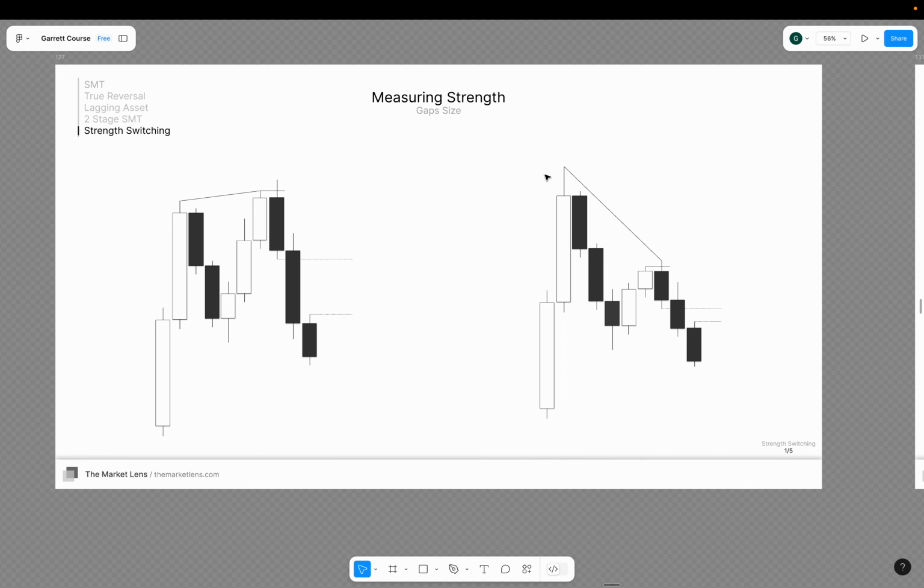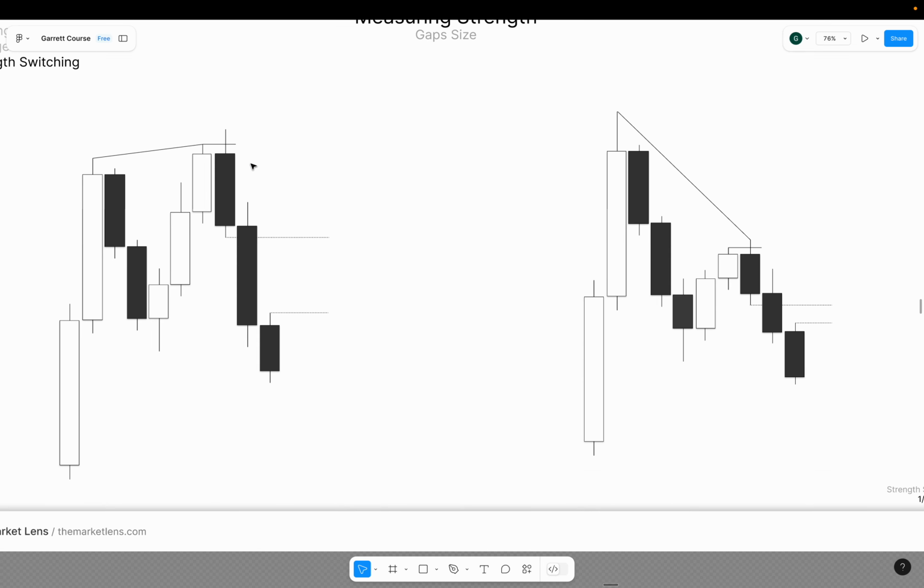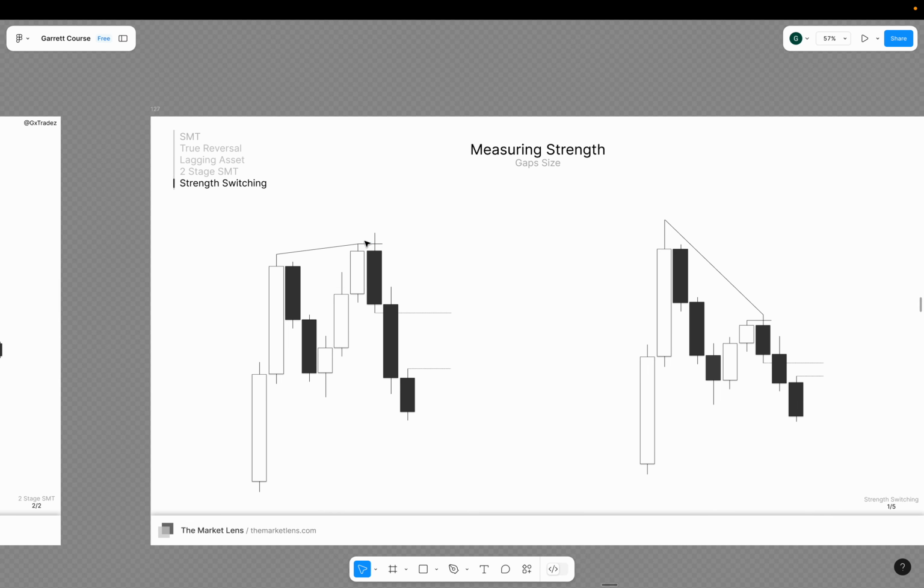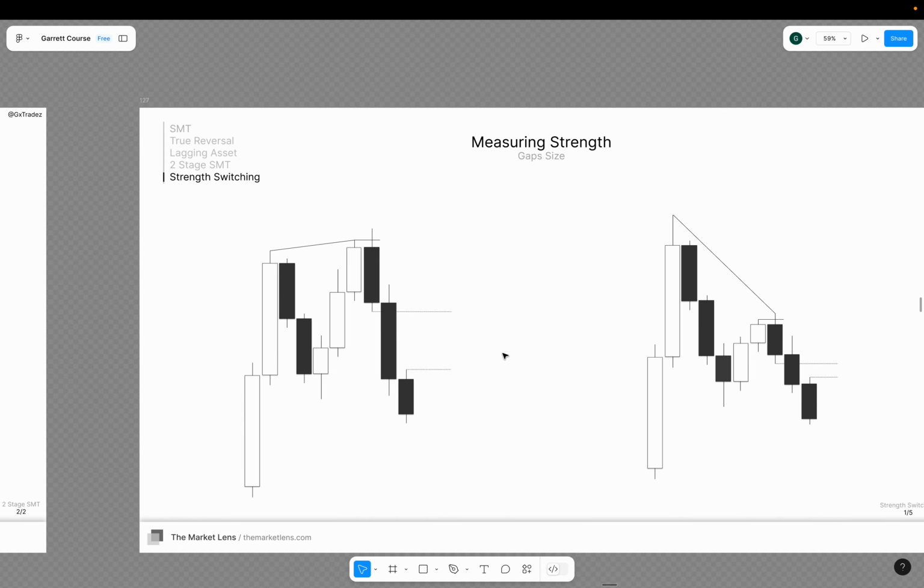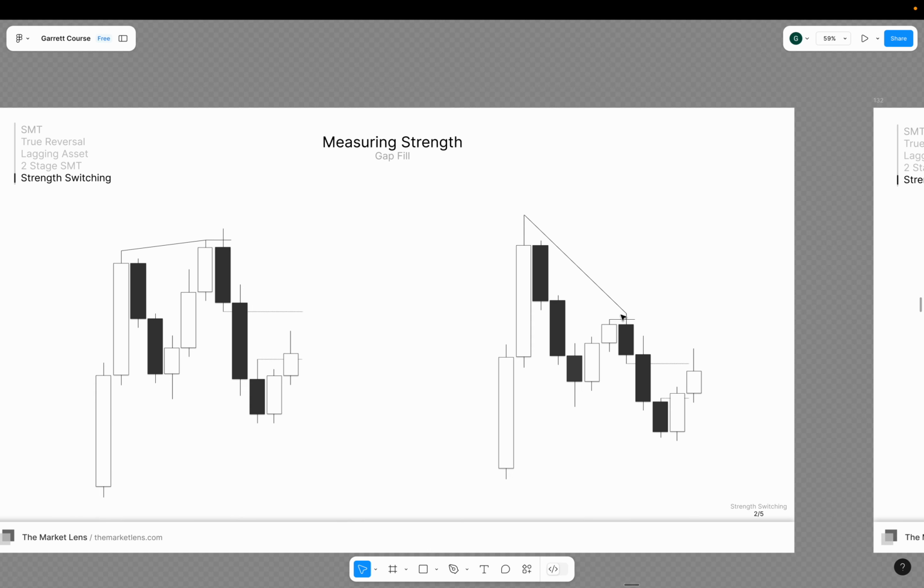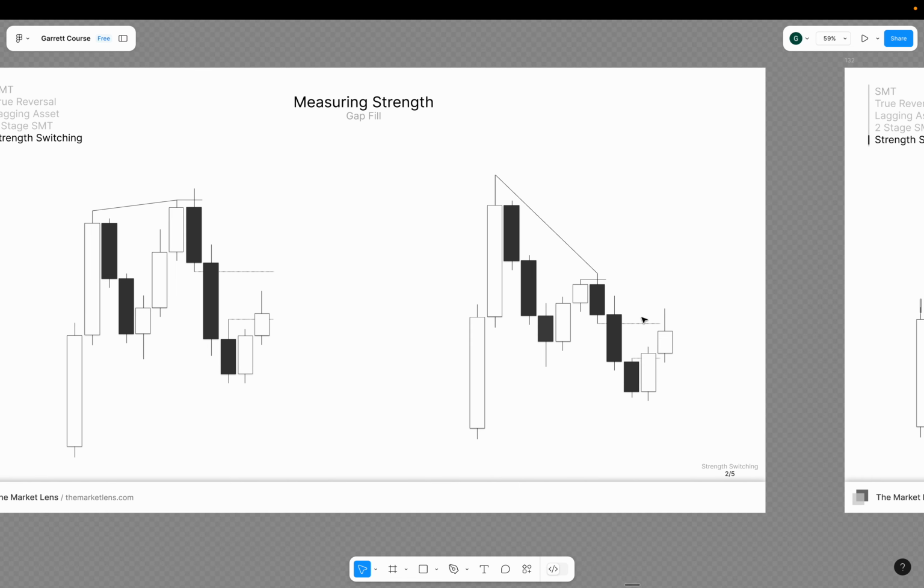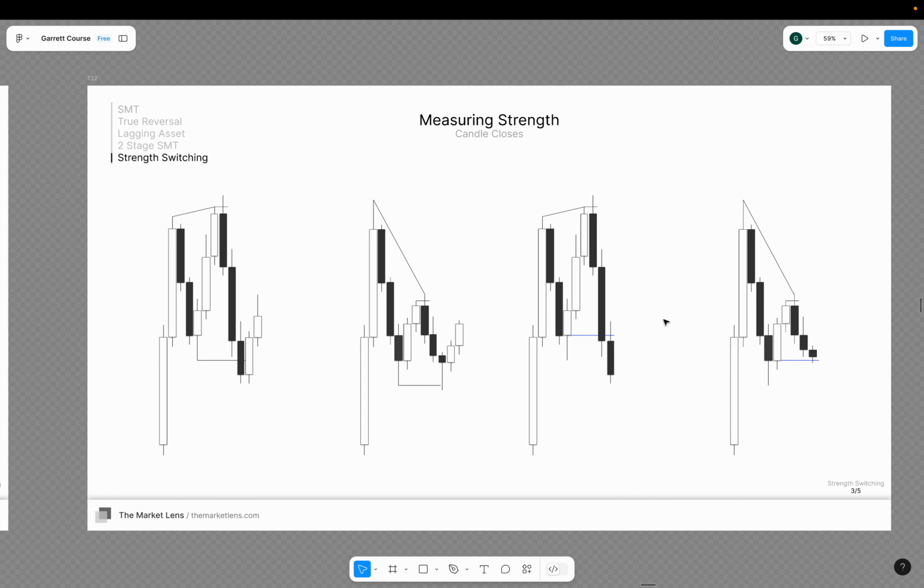And then measuring strength, right? This is important where the asset that actually sweeps out, we want it to catch up to this asset. So we ideally want it to switch strength from the stronger asset to the weaker one. So that's when assets are highly correlated. You can see that a couple ways. So gap size, where this asset starts to create a larger gap, with the weaker asset it creates a lower low, creates a smaller gap. That's just one way to gauge it. Another way to gauge it is when this asset doesn't fill in a gap all the way, this asset fills in the gap all the way.